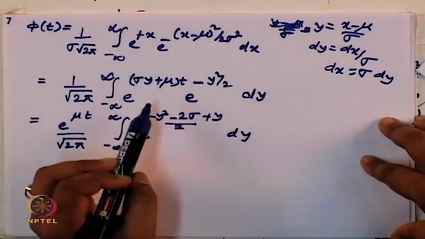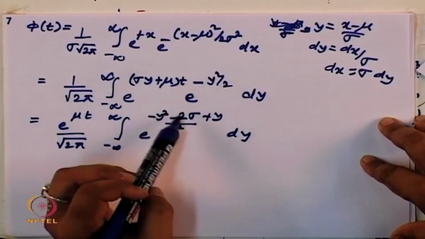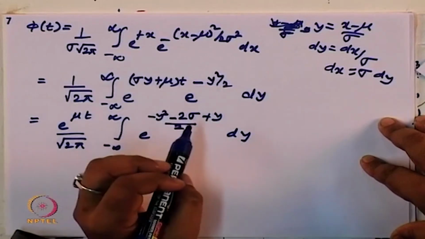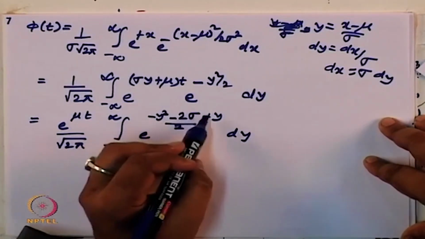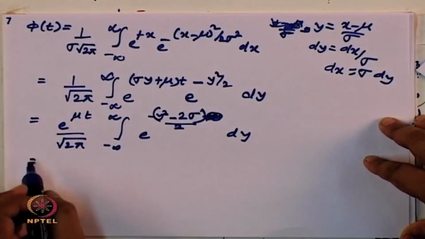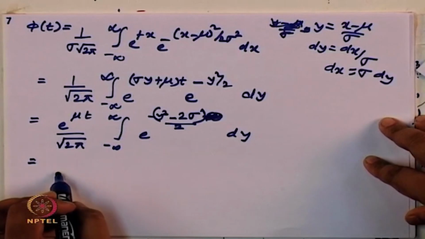So, we have minus y squared, minus y squared by 2 minus 2 sigma. So, minus 2 sigma is what you get, and this is plus.